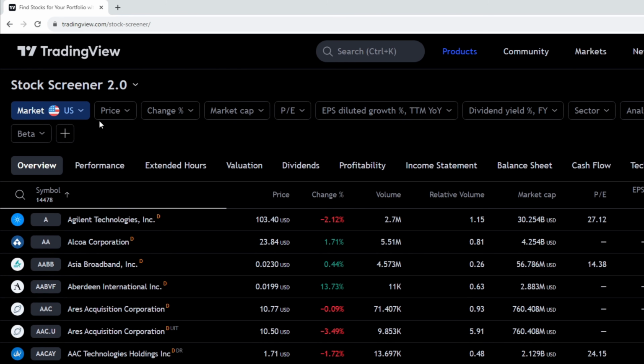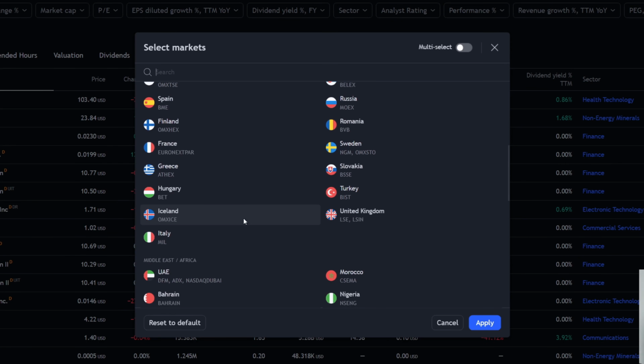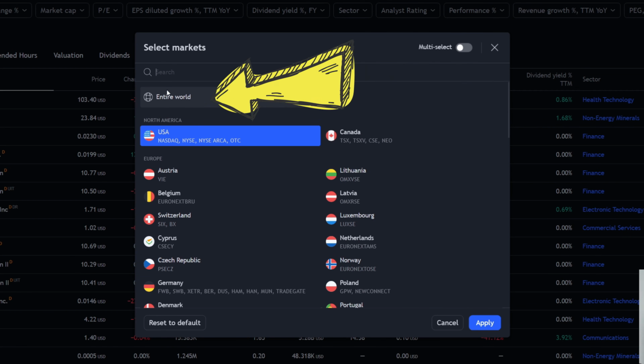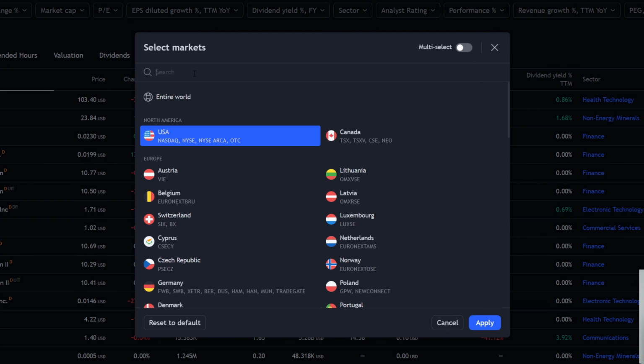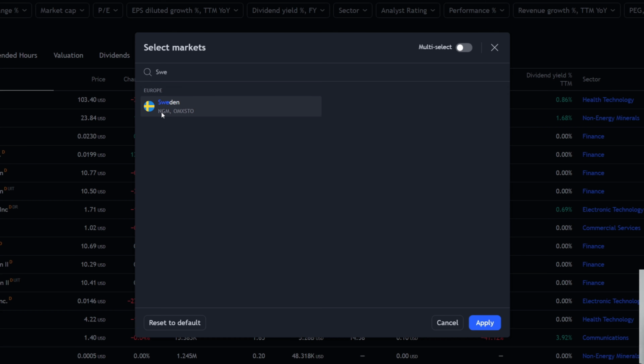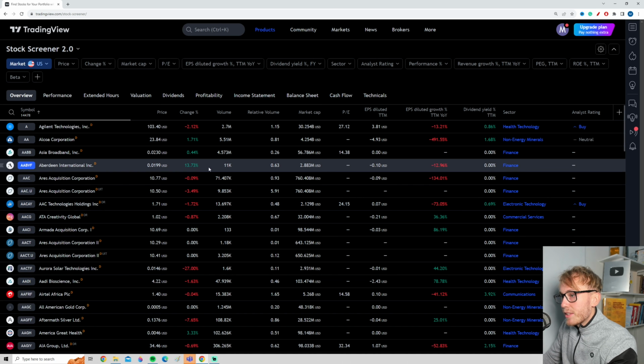So first of all here, you can go up to the upper left corner and choose the market you want to find stocks in. You can, if you want to, also choose the entire world. So you can look at stocks from the entire world. You can also choose a specific market. So I'm from Sweden, so perhaps I want to look at Swedish stocks only. But for this video, let's keep it simple and stick with the USA markets, the Nasdaq, and so on and so on. So let's press on USA and apply right here.